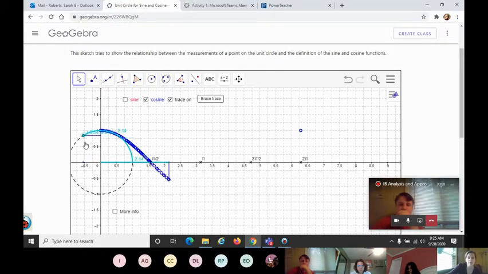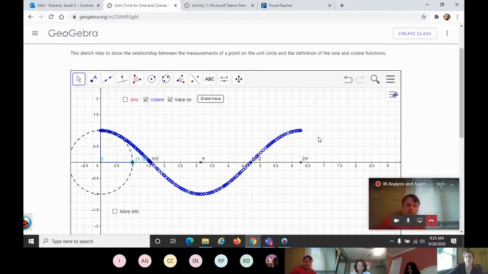Okay, and then they're going to keep going around, hit the negatives, go back to the positives, and start at the beginning. So our cosine graph started at a maximum. It started at 1. It went down to -1 and back up to +1. Okay, and these are the x lengths. So what questions do you guys have about that?